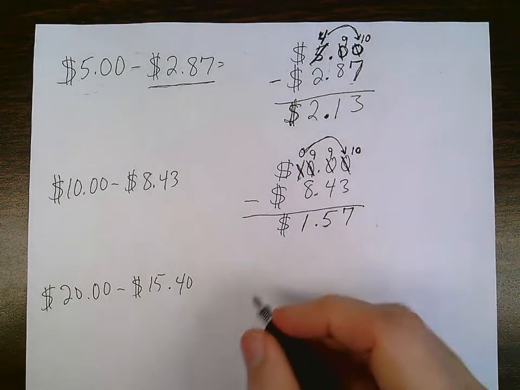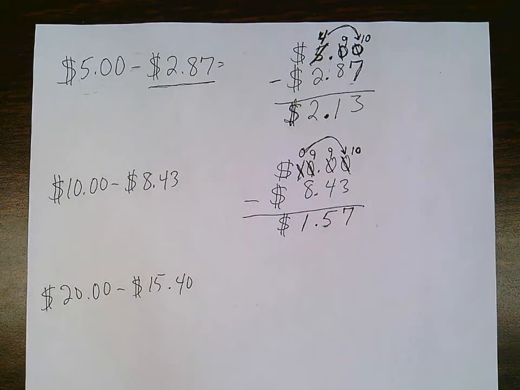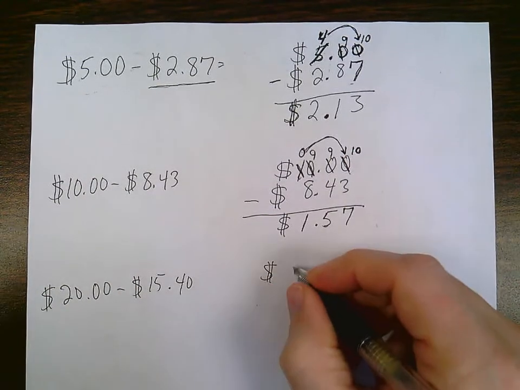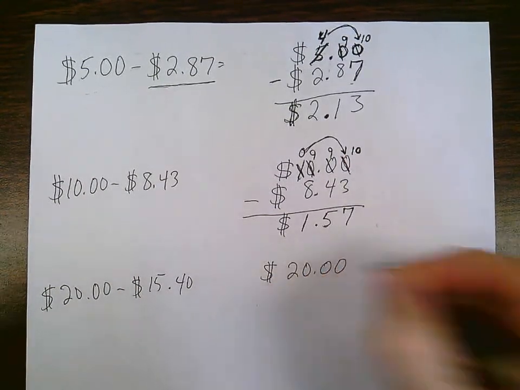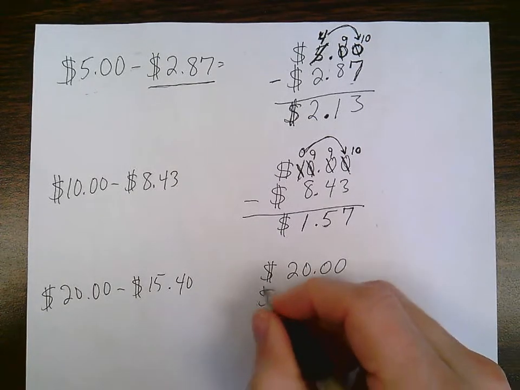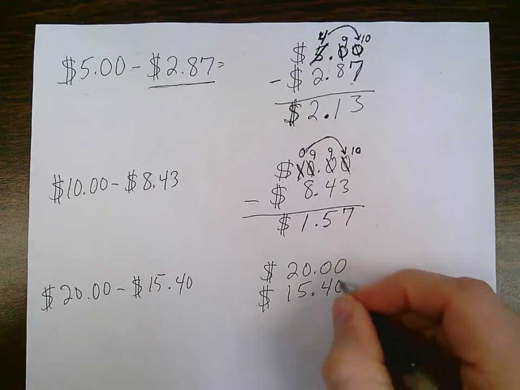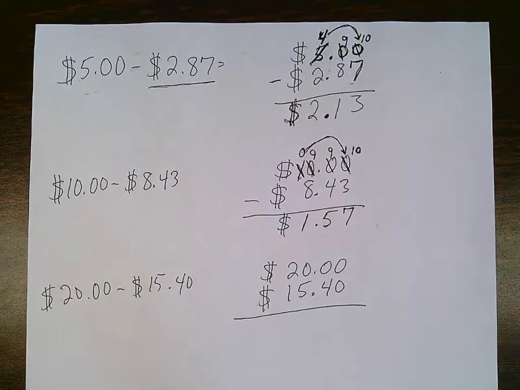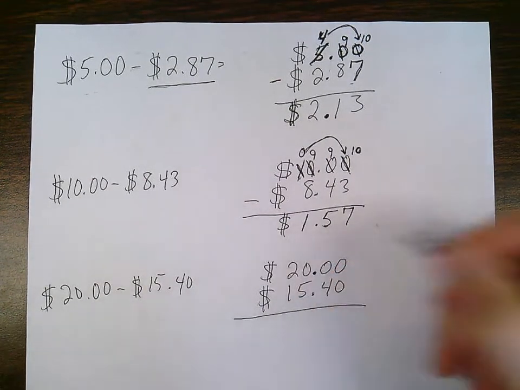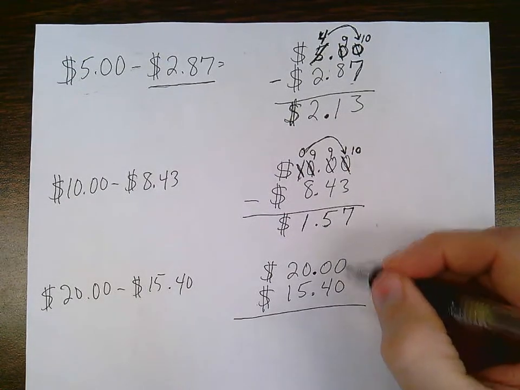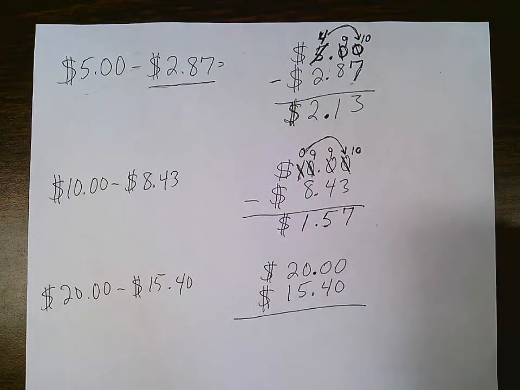And my last example down here, $20 minus $15.40, that's somebody buying something for $15.40 and paying with a $20 bill. Write it vertically, making sure that our decimal points are lined up. If our decimal points aren't lined up, our place values aren't lined up. And as always, starting in the right-hand column, doing one column at a time.